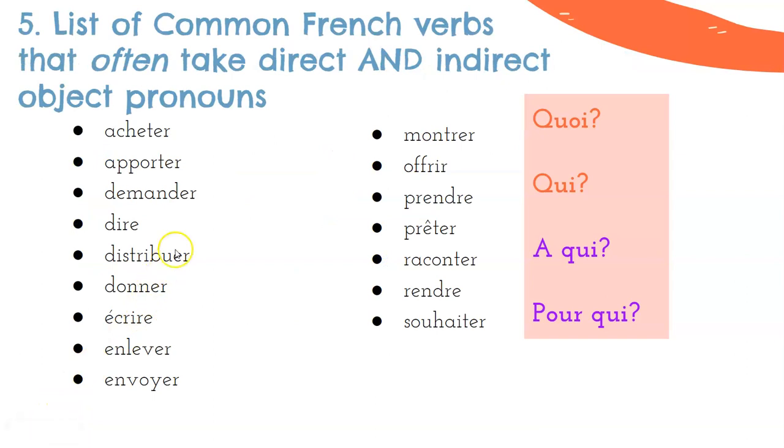Here is a list of common French verbs that often take direct and indirect object pronouns. Again, write down the ones that you need, but these are ones that can often be followed by either these questions or these questions, meaning it could show up in either case. Et ça c'est tout pour l'explication de indirect and direct object pronouns. We'll have another video with a little bit more practice once you are ready to get into it.